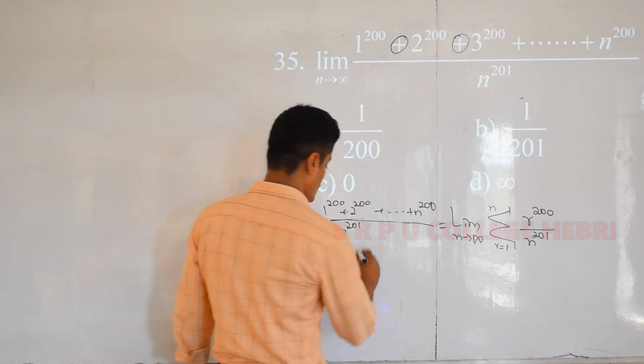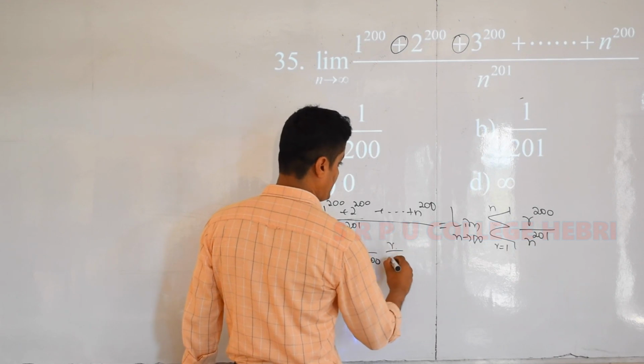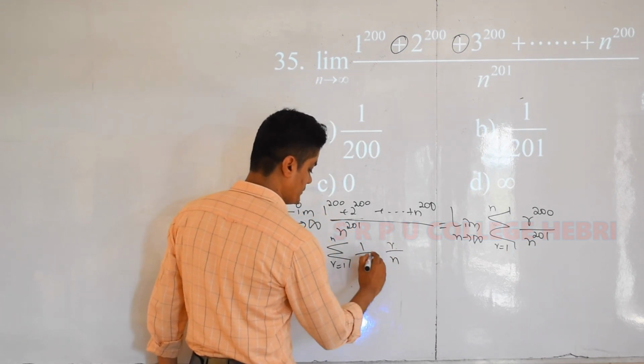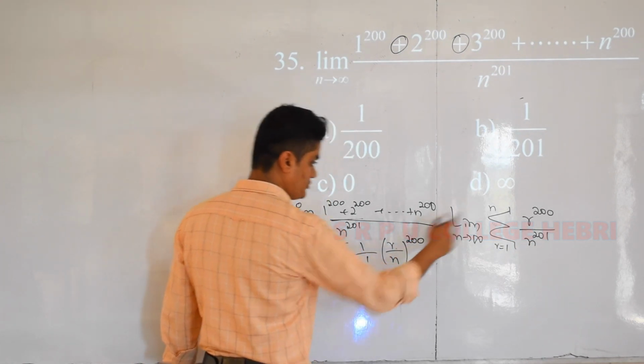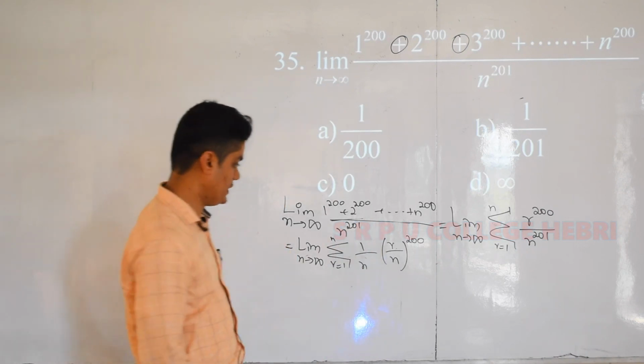Now this is also equivalent to limit n tends to infinity, summation r from 1 to n, 1 by n to the power 200 divided by r by n. So 1 by n to the power 1 anta itkolla, better 1 by n into r by n whole to the power 200. Now it will match, correct? So what is the denominator? N to the power 201.